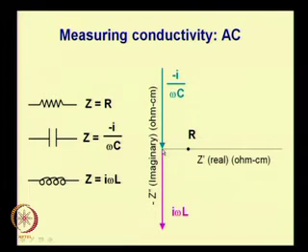For an inductor it is the opposite. It starts from 0 at very low frequencies, or at DC conditions, and then as you go to higher and higher frequencies the impedance goes to higher and higher values. In this case it is minus Z that is marked here, so it is going down here.